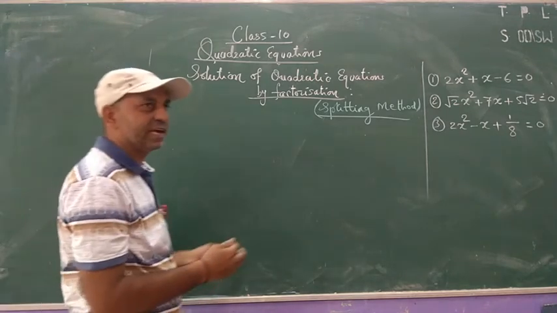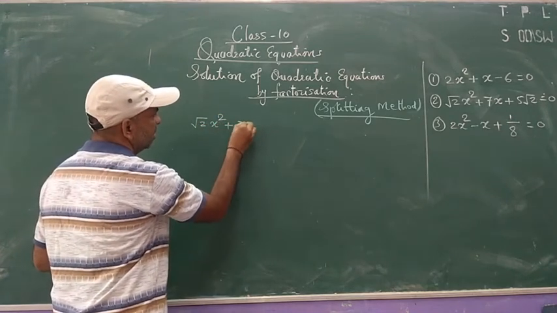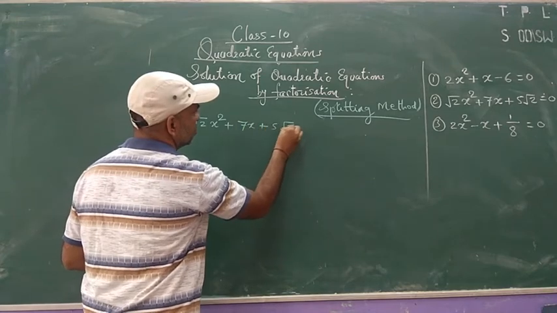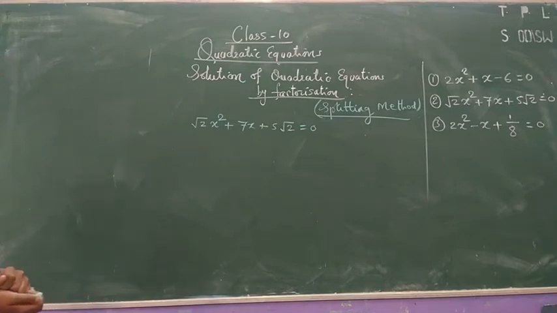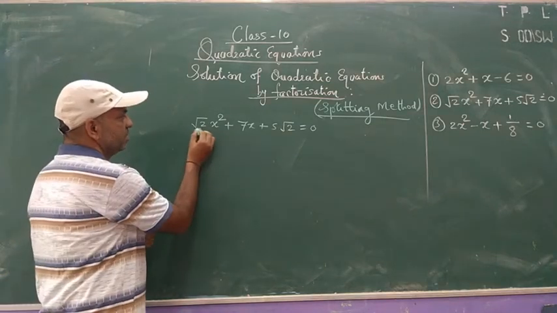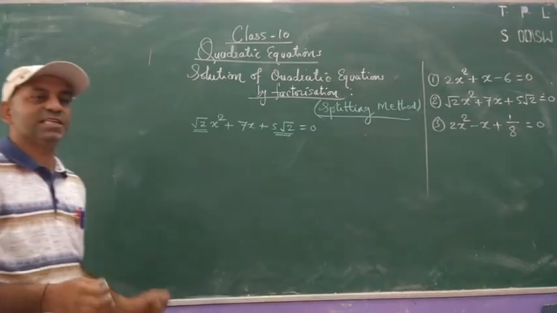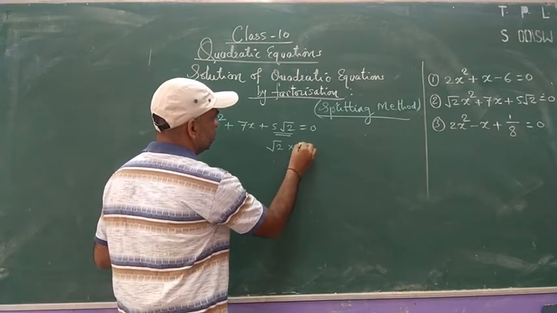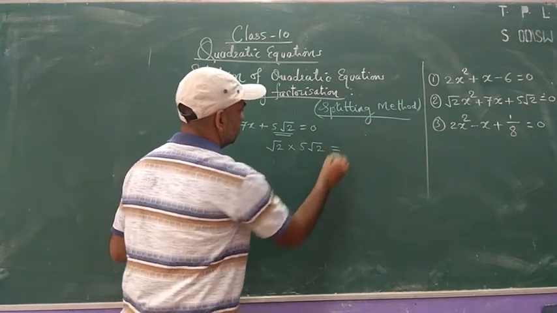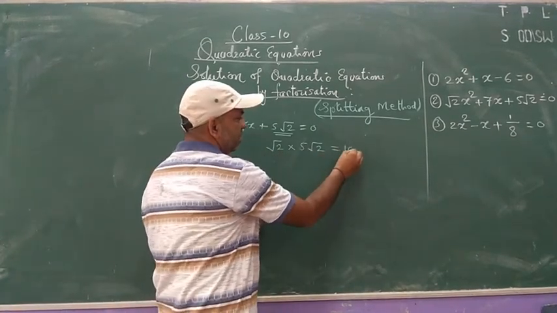Now we take the second problem, that is root 2x square plus 7x plus 5 root 2 is equal to 0. Okay, root 2x square plus 7x plus 5 root 2 is equal to 0. So same here, you have to multiply the coefficient of x square and the last term. So multiply this: √2 into 5√2. What is the answer here? √2 into √2 is 2, 2 into 5 is 10.